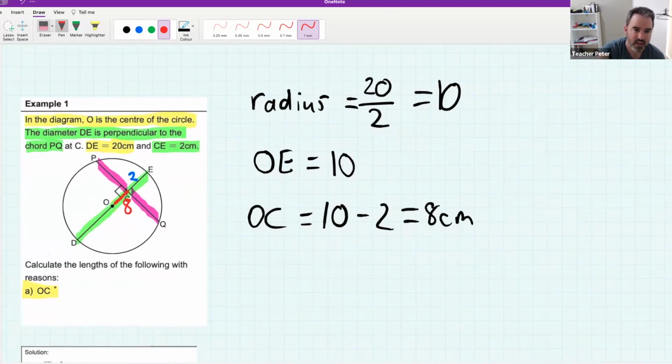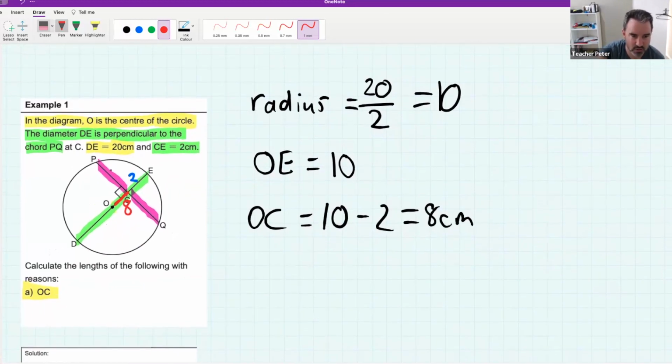So that's 8. It does look smaller, I know. It must have been a dodgy scale question there. Okay, we're almost done with this one.